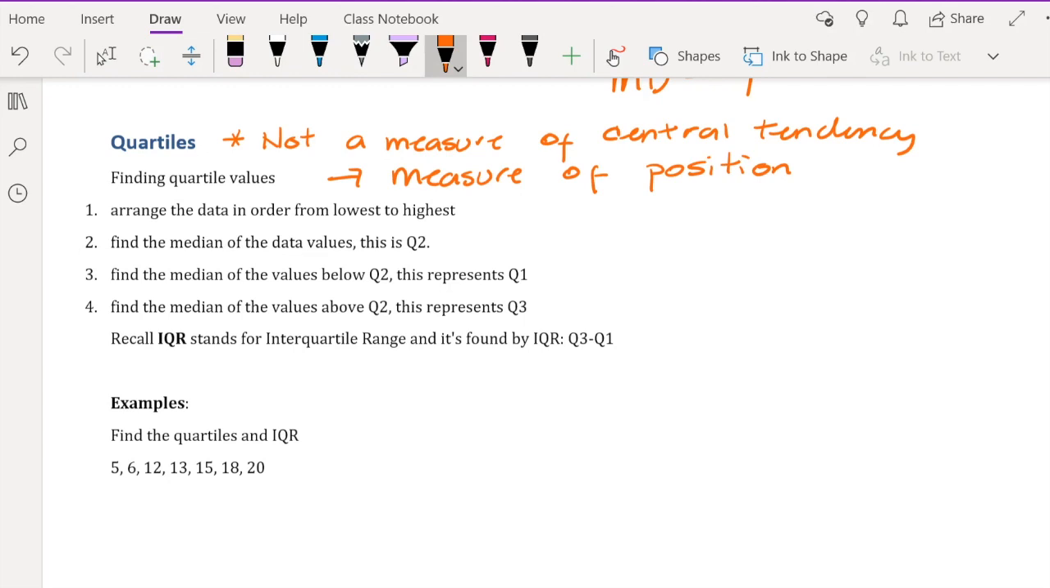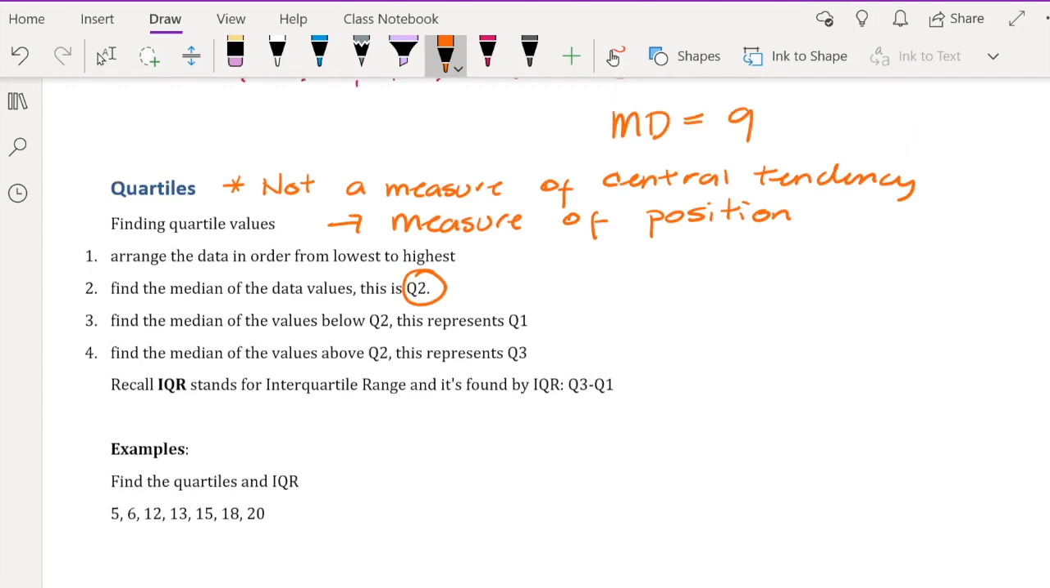To find the quartiles, really it's all based on knowing how to find the median. You need to find the median, which is going to be the same as Q2. Then you split the distribution by that median, and then in the lower portion you find the median again. That's going to be your Q1. You look at the upper half of the distribution, you find the median for that, and that's going to be your Q3. Recall that the IQR stands for interquartile range, and that's going to give you 50% of the distribution. The formula for that is Q3 minus Q1.